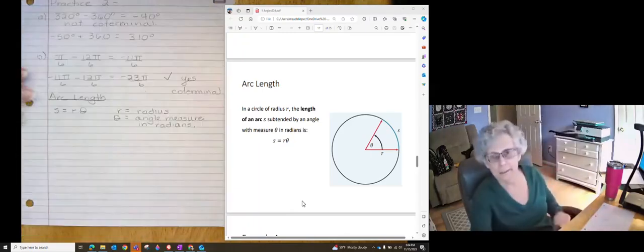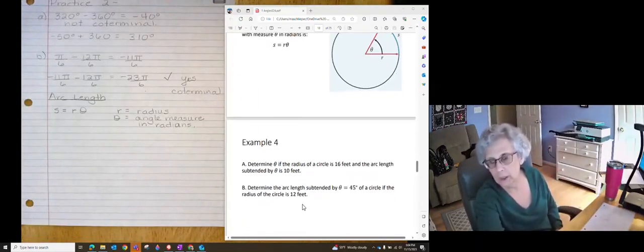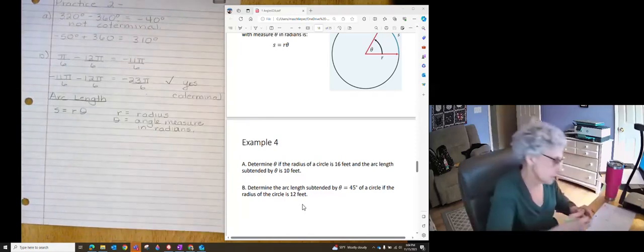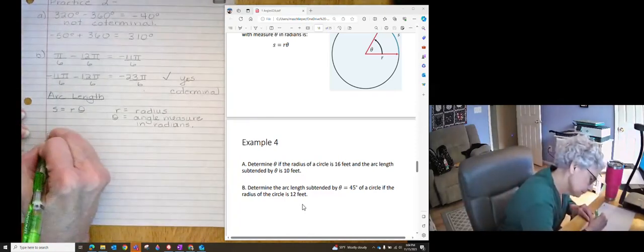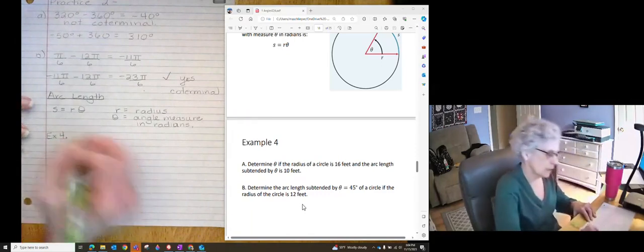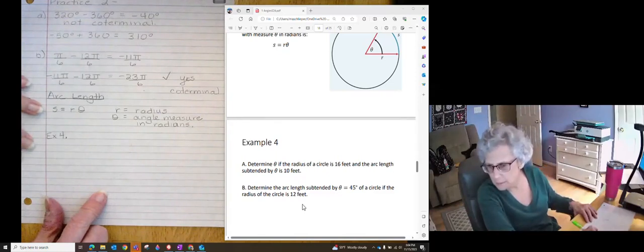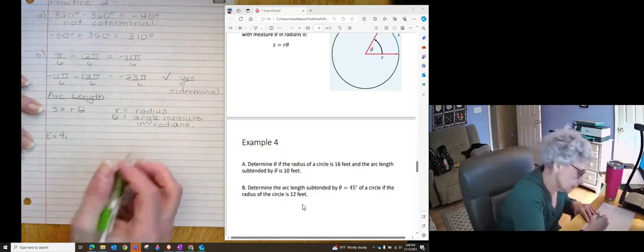Radians, not radiuses. Okay. Determine theta if the radius of a circle is 16 feet and the arc length subtended by theta is 10 feet. So we have our formula, we just have to use it. We know what S is. No, the radius is 16. The arc length is 10 feet.